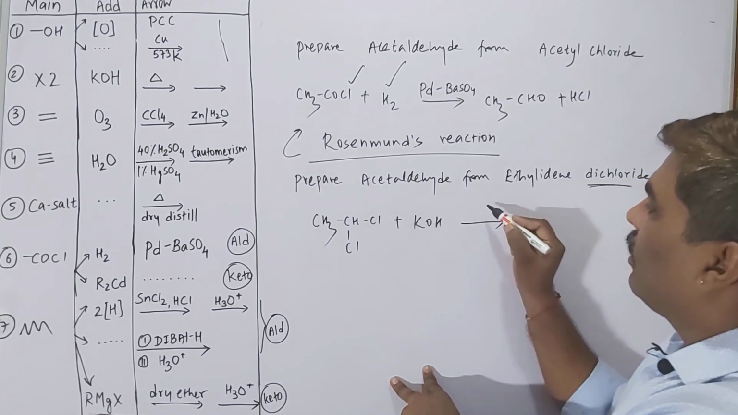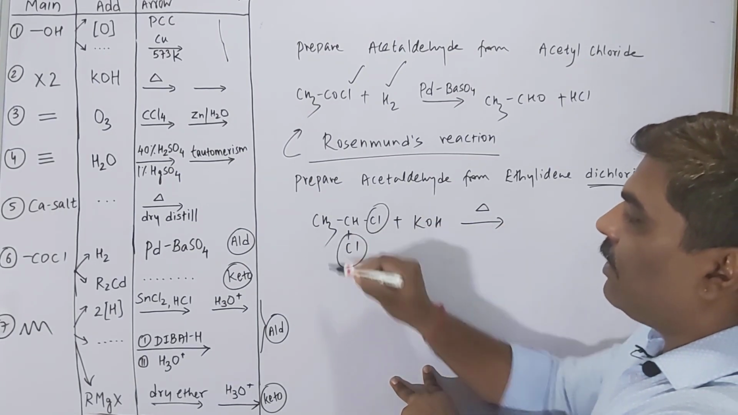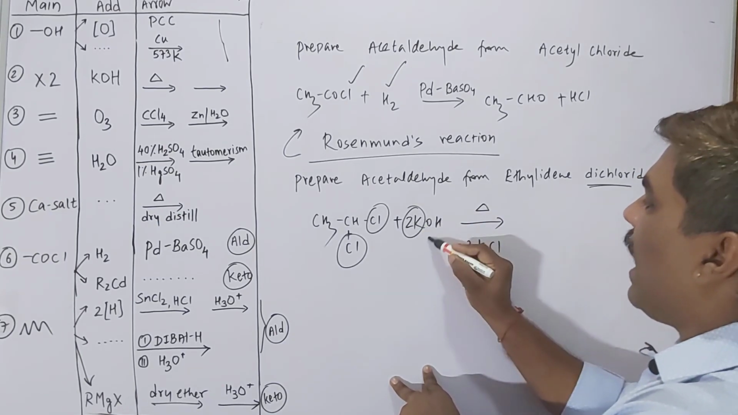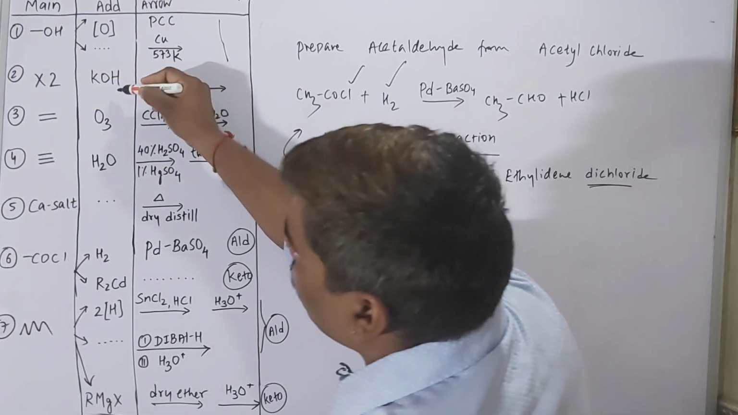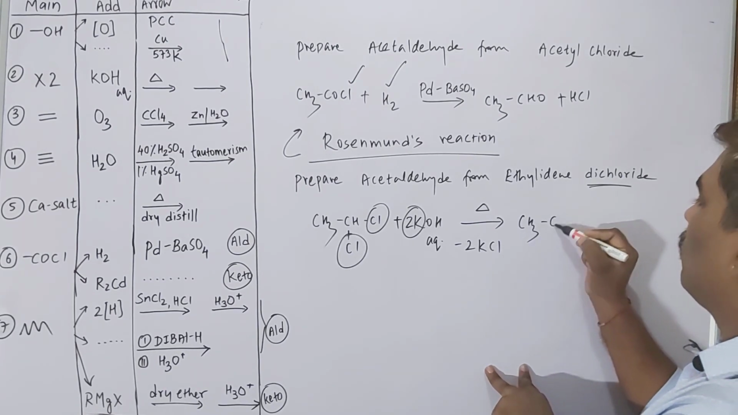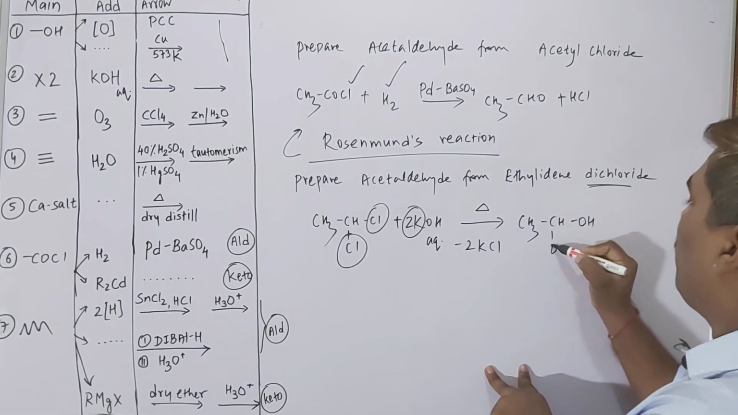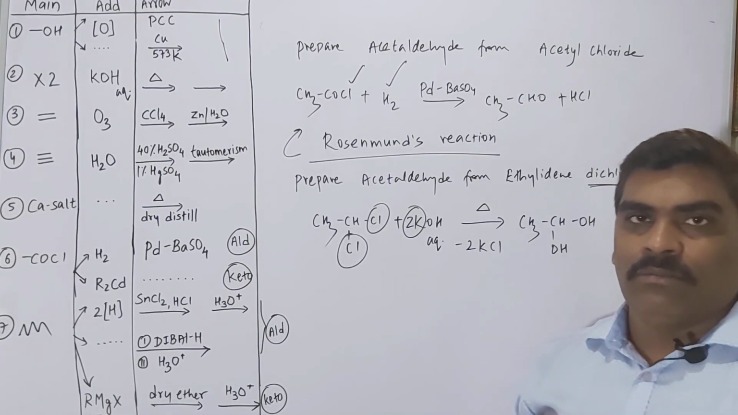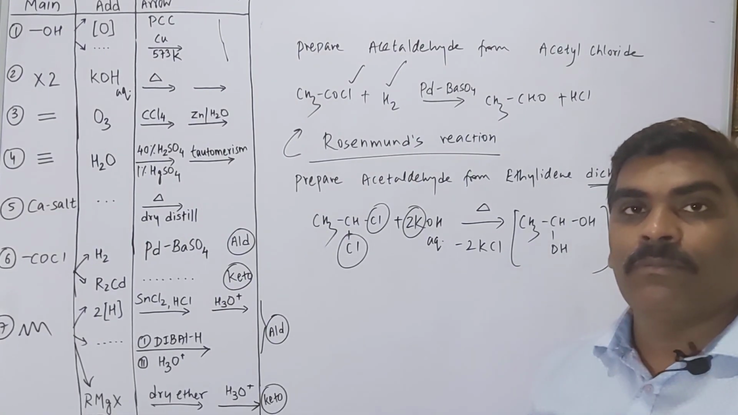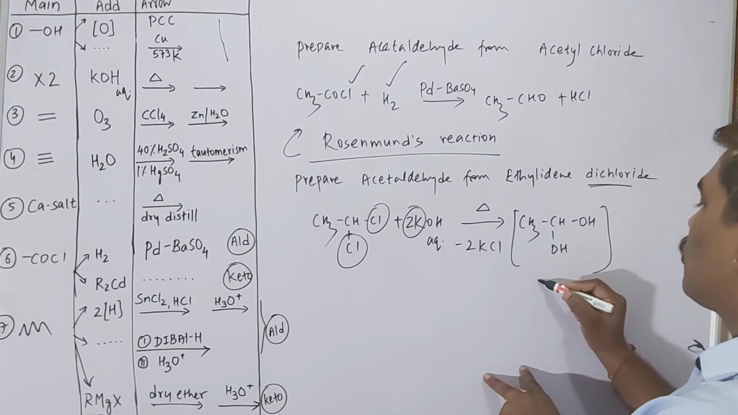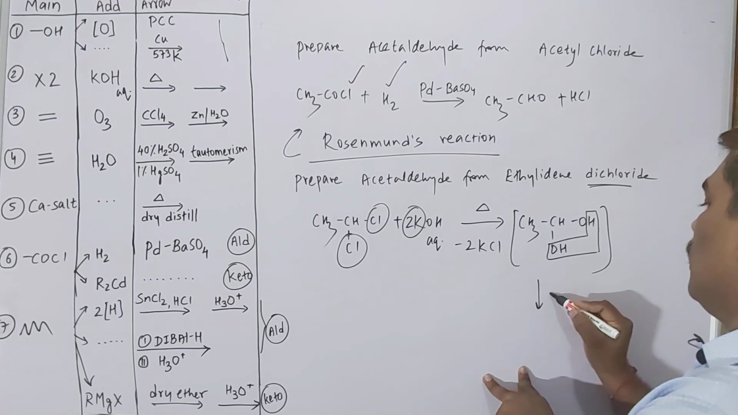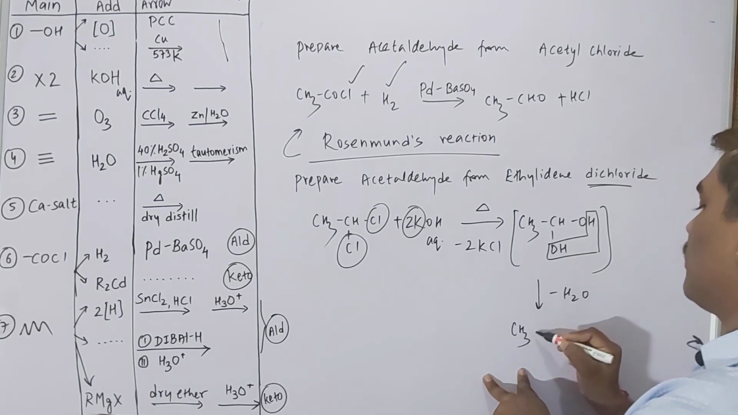On the arrow, what we have? Heat. But as 2 Cl is there, we should write here 2, because 2 KCl is going to come out here. This is aqueous here. Okay, so the intermediate which we get is unstable. Why? Because two hydroxyl groups are attached to the same carbon atom. So immediately a water molecule is given out, minus water, and we get this acetaldehyde.